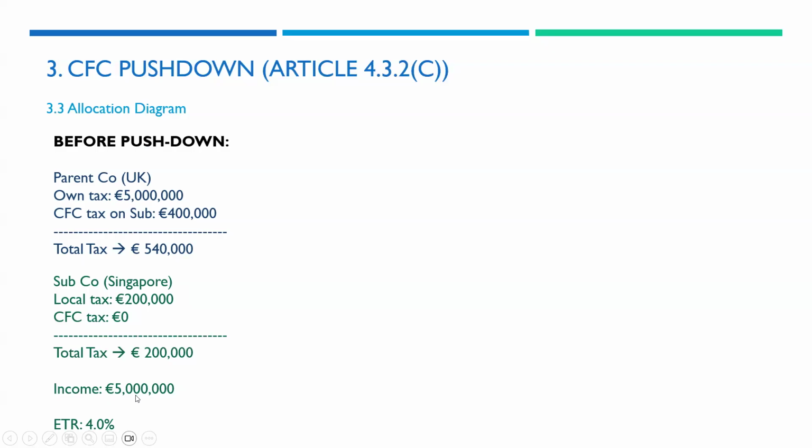Clear? This is just a scenario. Now, what will happen if I push down the CFC tax? So, if I push, what is the amount that I have to push from UK to Singapore? You tell me.